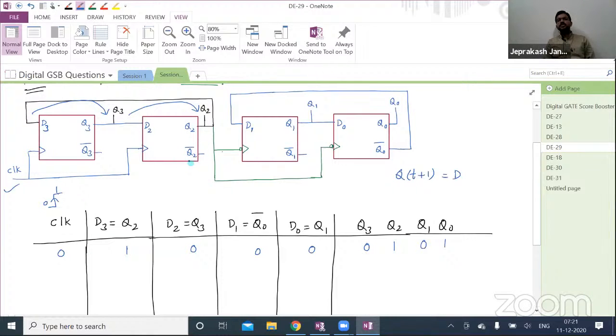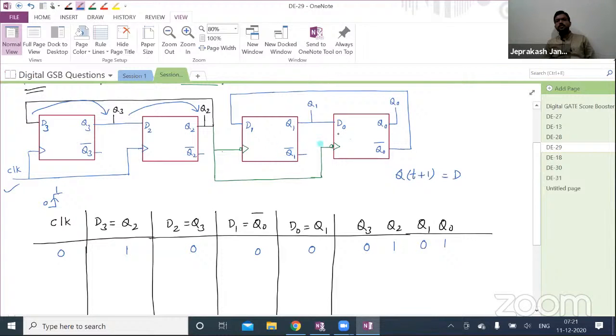Up to this point, is it clear, everyone? Any doubt? All of you please respond up to this point. Clear? Right. Very good.